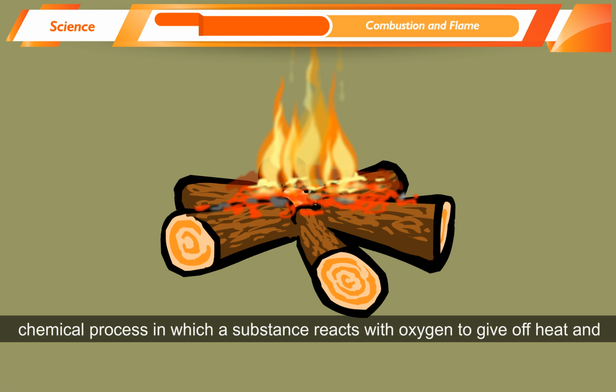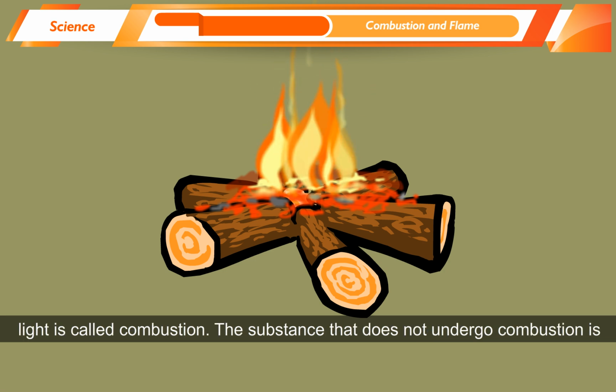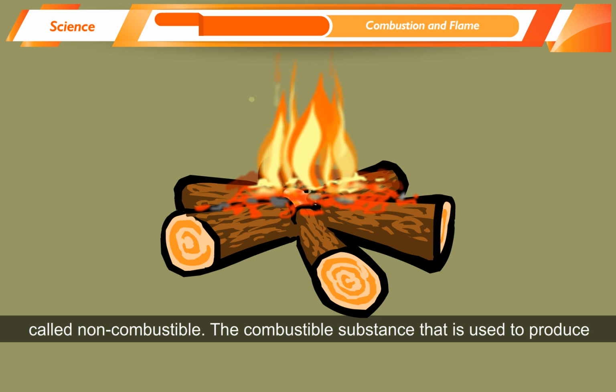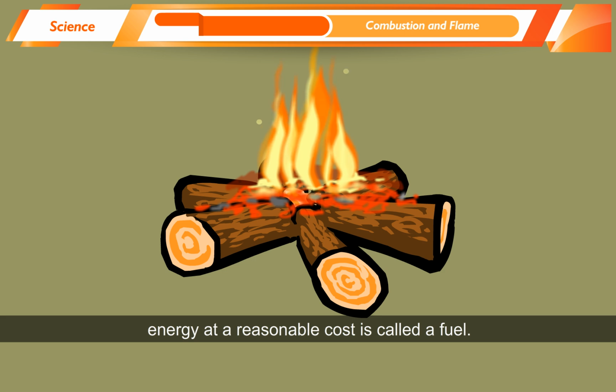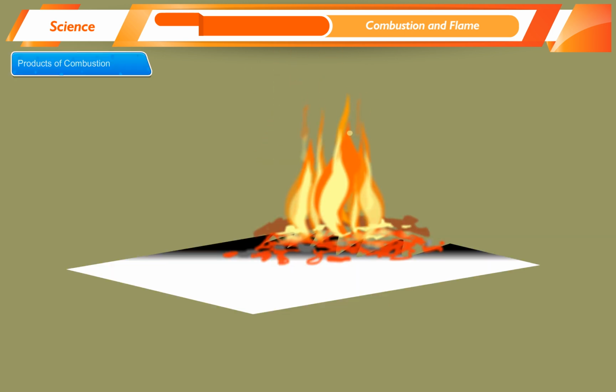The chemical process in which a substance reacts with oxygen to give off heat and light is called combustion. The substance that does not undergo combustion is called non-combustible. The combustible substance that is used to produce energy at a reasonable cost is called products of combustion.